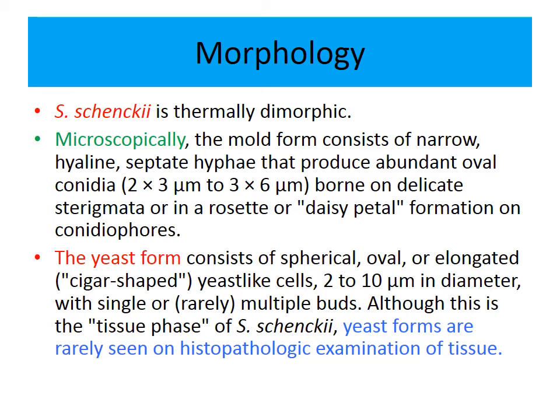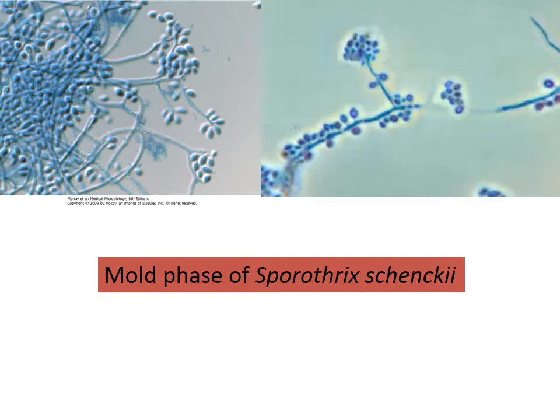The yeast form is rarely seen in histopathological examination of the tissue. If you take the tissue out, you would not see that. You would see the other form. And the mold phase is how it looks over here. You can see a typical plant-like structure with all those tiny little dots being shed off. That's typical of Sporothrix schenckii.